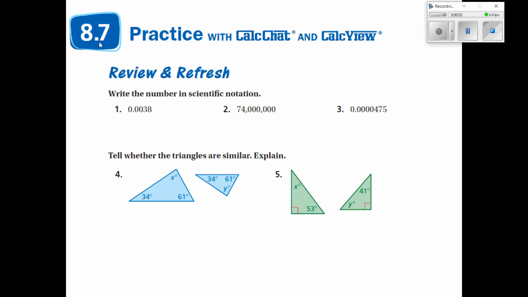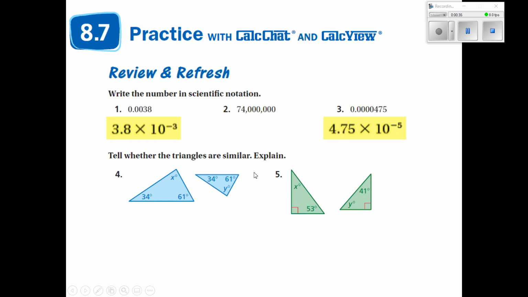Let's knock out 8.7. It says write the numbers in scientific notation. To write this in scientific notation, I would take the decimal and move it back 1, 2, 3 places. That would give me 3.8 times 10 to the negative 3 power. Number 3, I'm moving this decimal back 1, 2, 3, 4, 5 places. So that's going to be 4.75 times 10 to the negative 5 power. Remember, we always want the decimal after the first numeral. That's how we know how much to count.